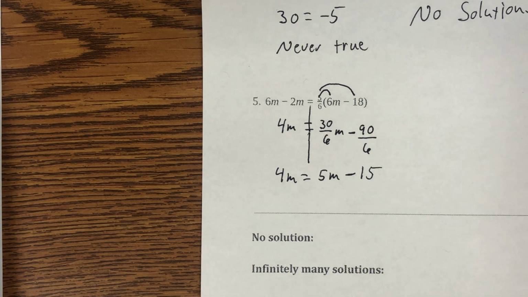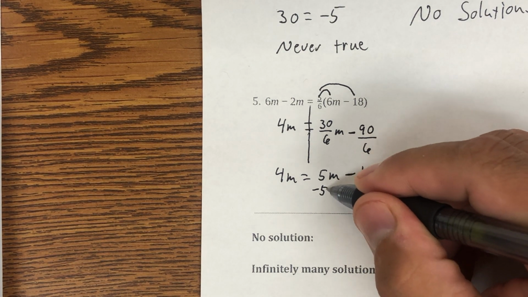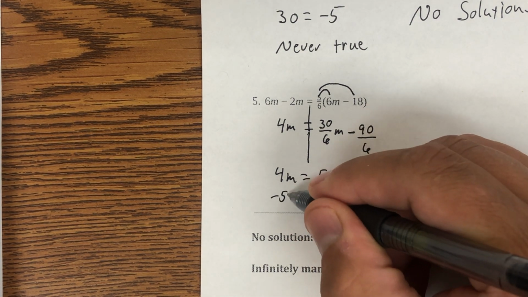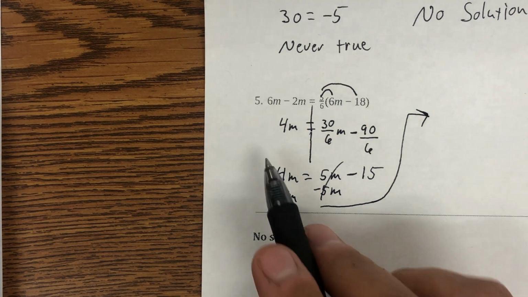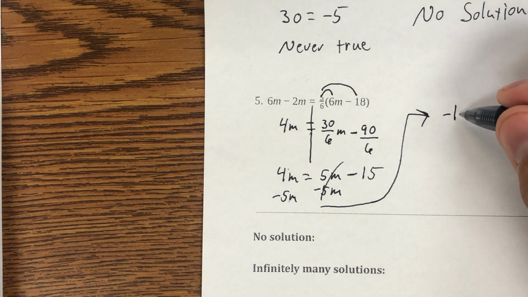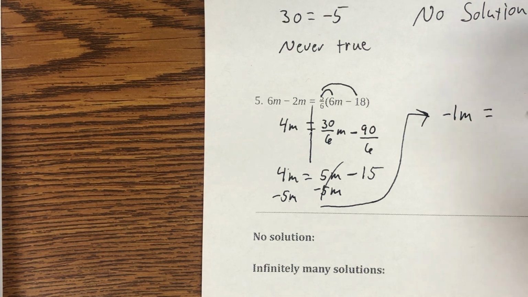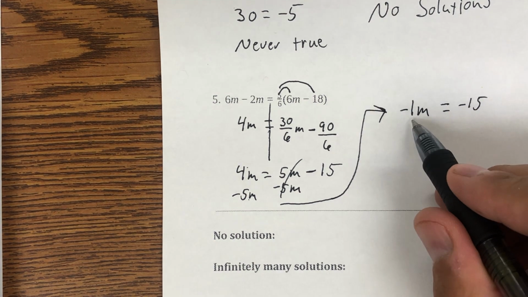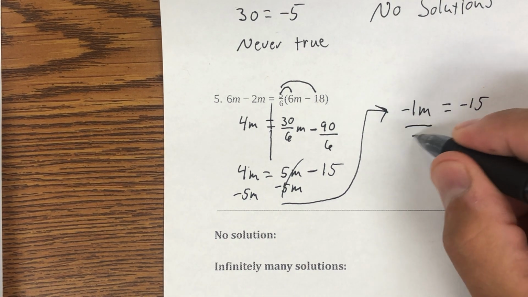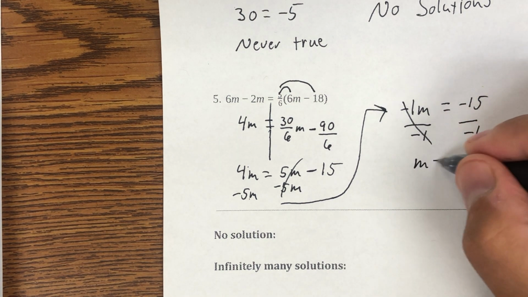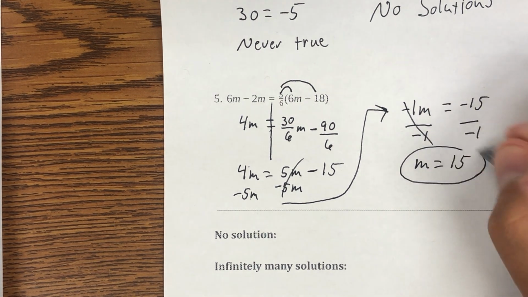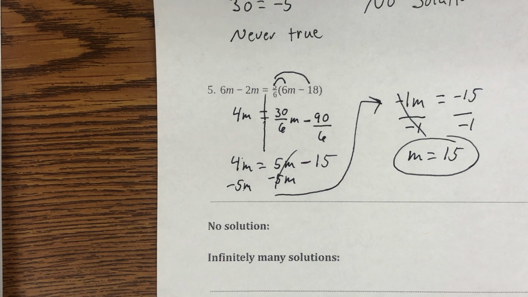So you have some options here. I'm going to move the 5. So I'm going to subtract 5m from both sides. And those cancel, and I'm going to have to slide up here because I ran out of space. 4 minus 5 is negative 1m equals negative 15. Now we are not quite done because m is not isolated. There's still a negative 1. So I have to divide both sides by negative 1 to get those to cancel, and m is equal to positive 15.